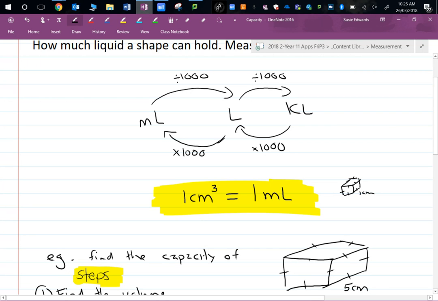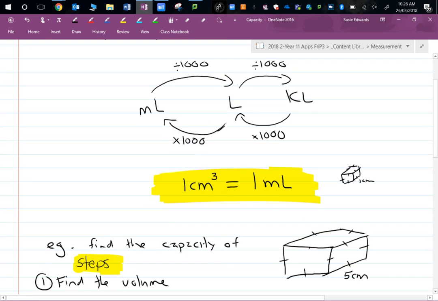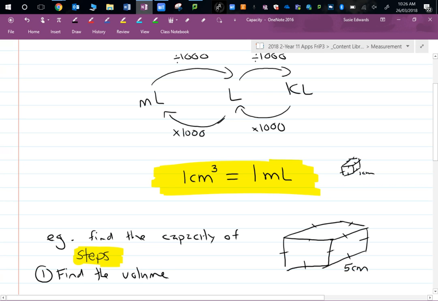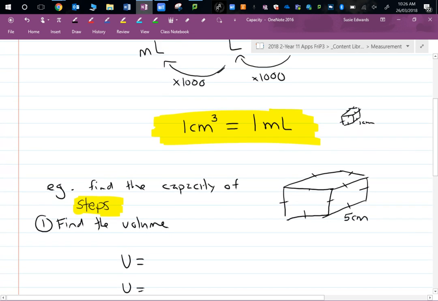Anytime you want to find the capacity, what do you think is the first thing you have to do? You have to find the volume. Mils and litres and kilolitres are all about 3D space. We need to use the 2D shapes to be able to work out that 3D. So if we have this cube, how do we find the volume? Step 1 is find the volume. How do you find the volume of this cube? Say it again? Good. Length times width times height. So we've got 5 times 5 times 5, which is 125.